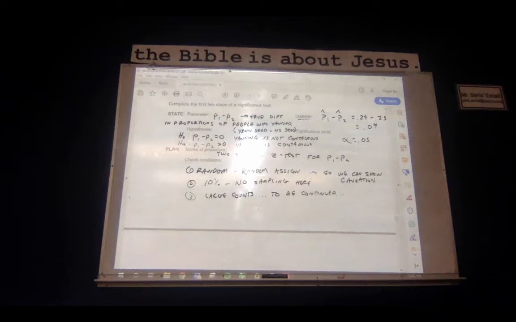How do we do this? We did this before, but what's the difference in this that we're doing now? Difference in proportions now. So here's what I'd like for you to do. Start walking through. I'd like for you to do the state and the plan.